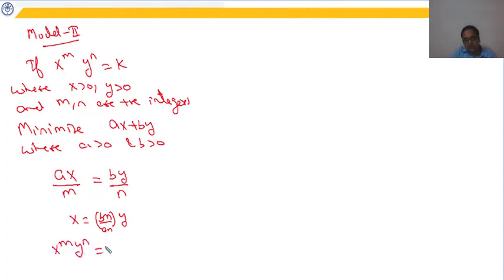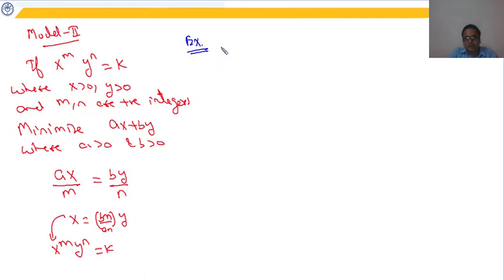Put this value in the given expression, x to the power m, y to the power n is equal to k. Substitute the value of x here or substitute the value of y here. You will get the values of x and y. Put them back into this value. You will get the required minimum value. Let's understand by taking an example.